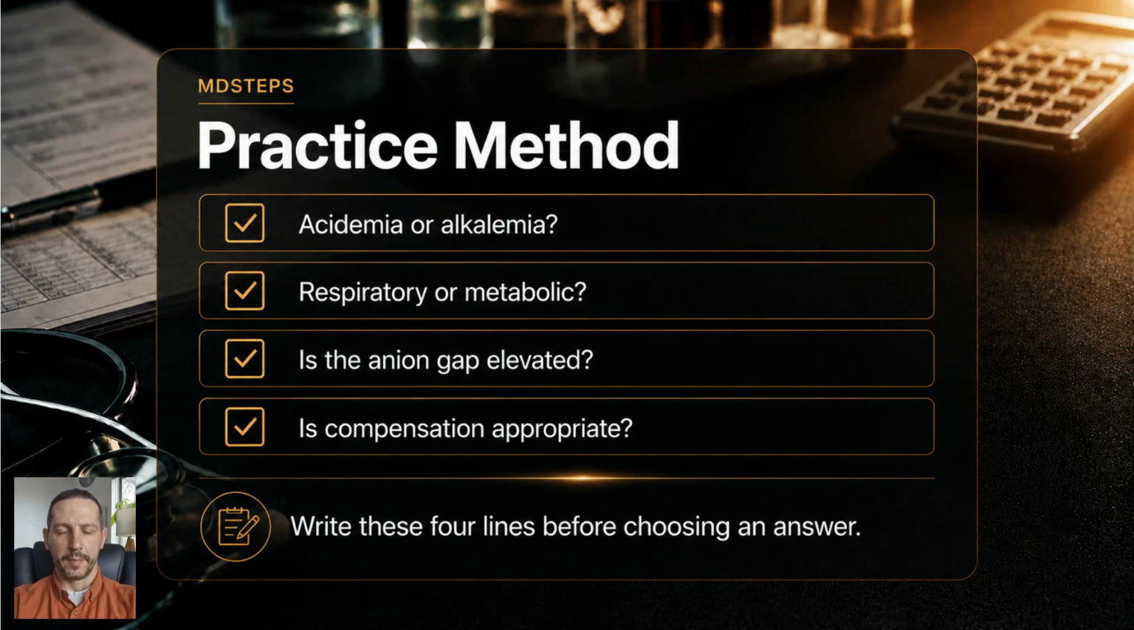During your next acid-base question block, write down 4 lines before choosing an answer. First, is the patient acidemic or alkalemic? Second, is the dominant process respiratory or metabolic? Third, is the anion gap elevated? Fourth, is compensation appropriate? Only then commit to the final classification.